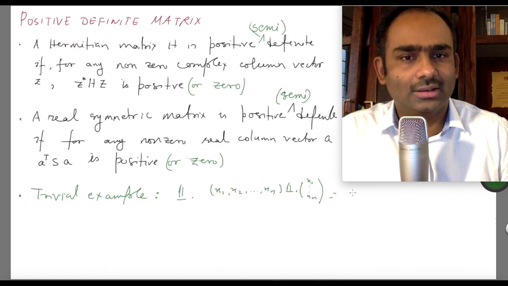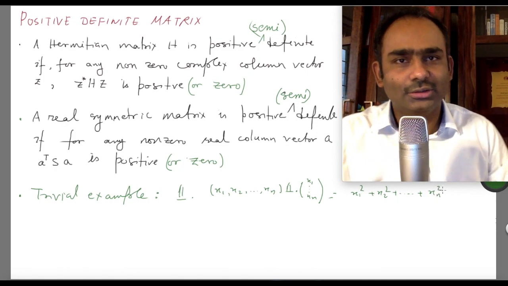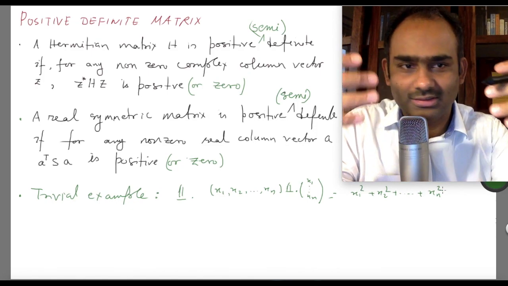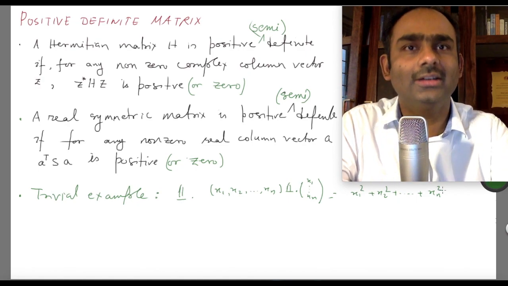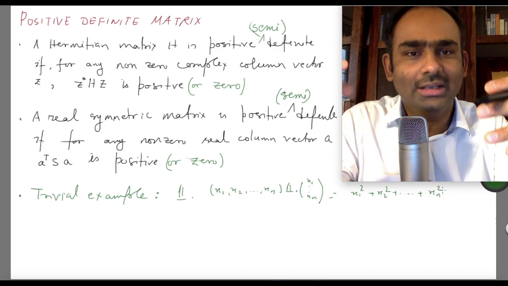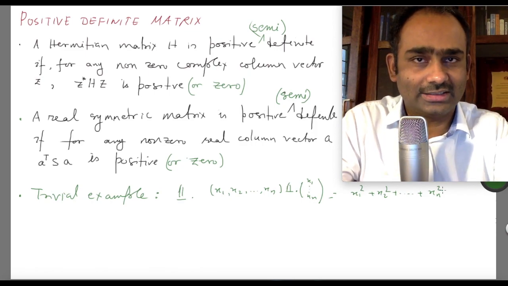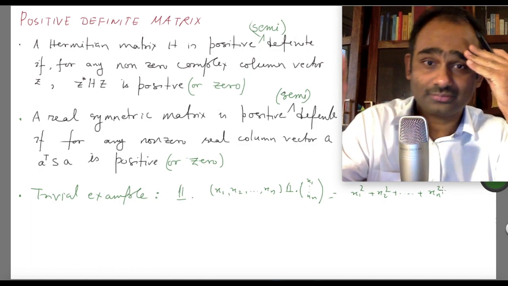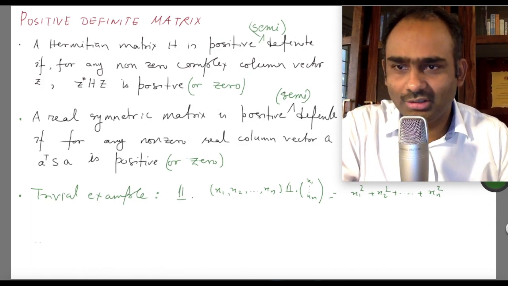is x1 square plus x2 square, and so forth, plus xn square. Now, no matter what x you take, if x1 is minus 5, x2 is minus 20, some of them are 0 and some are positive, because the squares are involved, whatever you get is always positive. The only way you can get a 0 here is if you take the vector itself to be 0, but the definition involves only non-zero vectors. So this is clearly a positive definite matrix. Let me give you a non-trivial example.